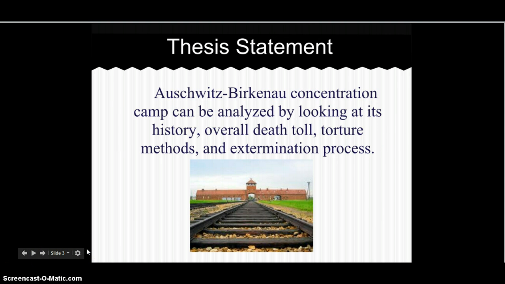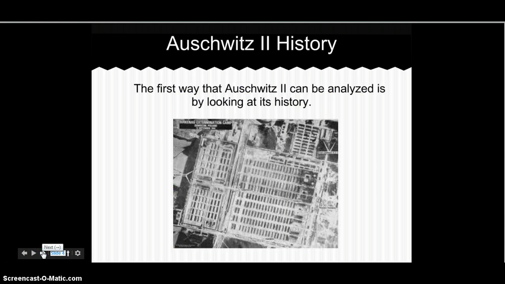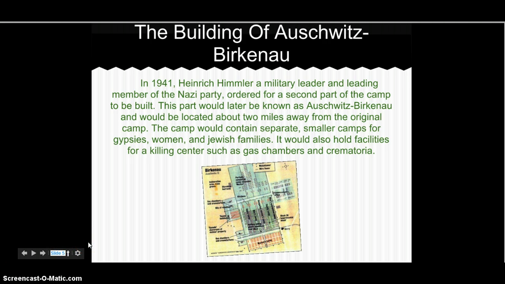Auschwitz-Birkenau extermination camp can be analyzed by looking at its history, overall death toll, torture methods, and extermination process. This is the Auschwitz entrance. The first way that Auschwitz II can be analyzed is by looking at its history, and this is a helicopter view of the camp. In 1941, Heinrich Himmler, a military leader and leading member of the SS, ordered a second part of the camp to be built. This part would later be known as Auschwitz-Birkenau and would be located about 2 miles away from the original camp.